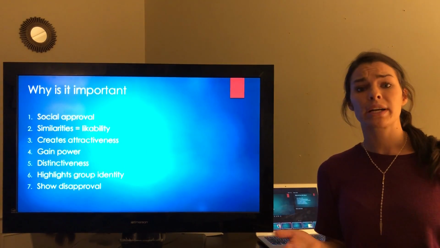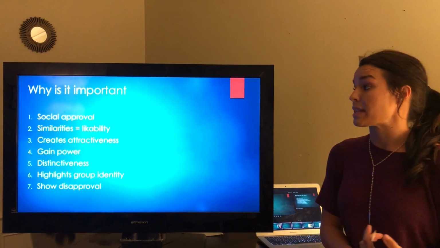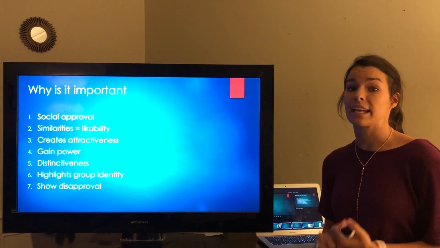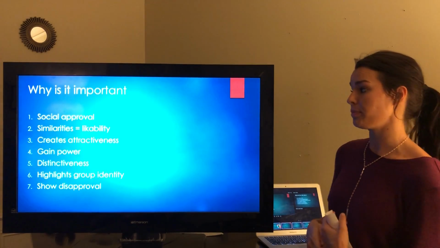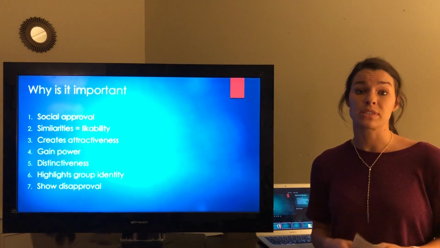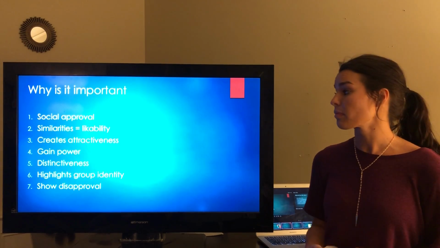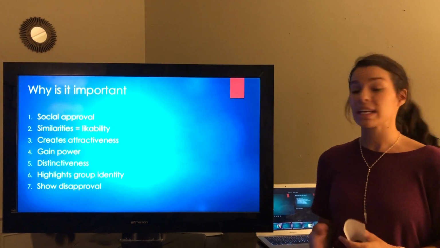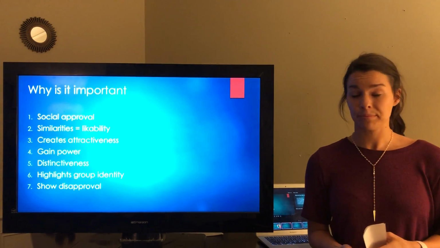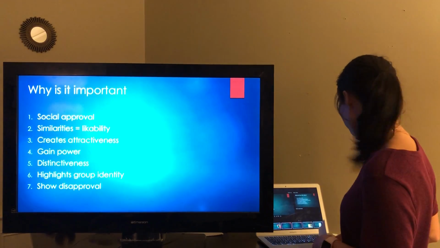So why is this theory important anyway? Well, the theory helps with social approval. When we create those similarities, it creates likability between two people. It can create attractiveness. You are able to gain power depending on what strategy you use of communicating. You can have distinctiveness, and it can highlight your group identity, or you can use it to show disapproval.